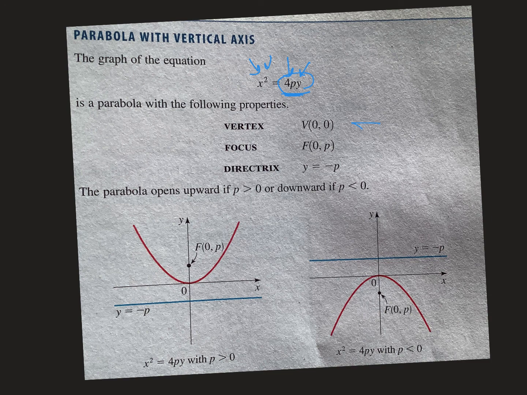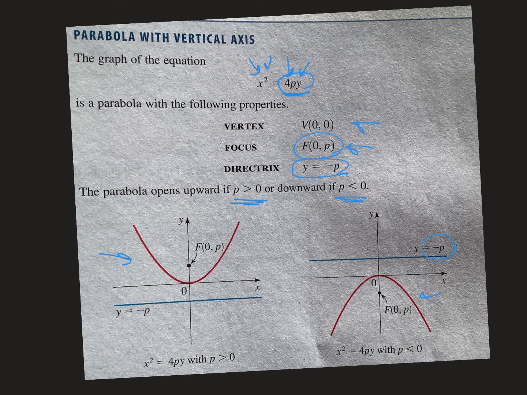The vertex is just 0, 0. The focus is going to be P away. We talked about that on the last slide. The directrix is negative P away, the opposite of P. If P is positive, it opens up. If P is negative, it opens down. And here's the pictures right here. Okay, so there's the point 0, P. There's the point 0, P also. And the directrix is the opposite of P away.